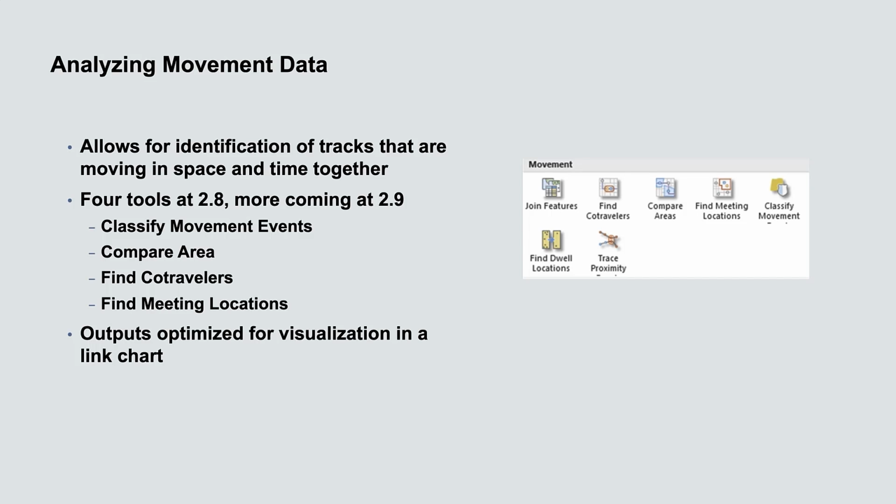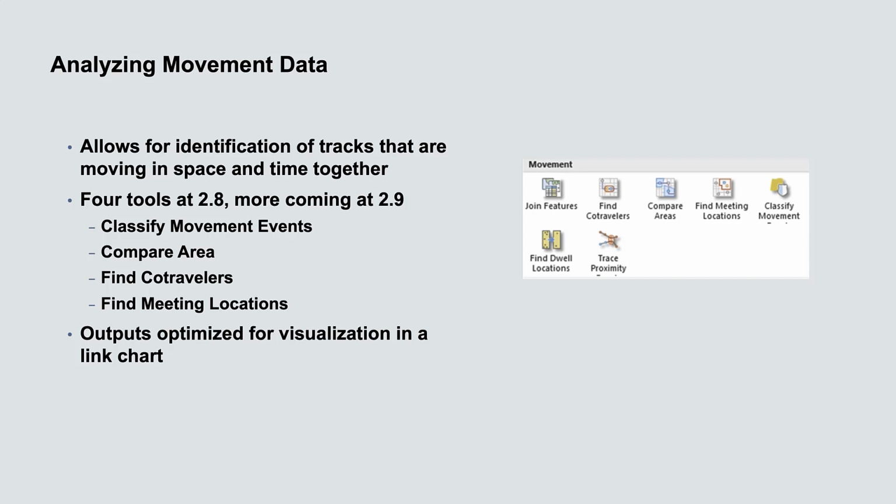And there's 4 tools. Classify Movement Events allows you to understand how individual tracks are moving throughout the environment, whether or not they're turning, accelerating, and so on. Compare Areas allows you to have defined areas of interest and identify what tracks are present inside of those areas of interest, and whether or not they're in those areas of interest within a specified time window.